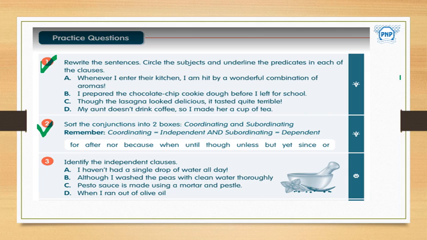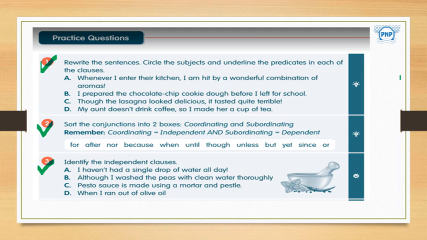nor, because, when, until, though, unless, but, yet, since, or. So you have to separate coordinating. Coordinating is what? Okay, "or" is coordinating, "but" is coordinating. So you have to find out the subordinating as well as coordinating, meaning you have to separate them in a table or two boxes.